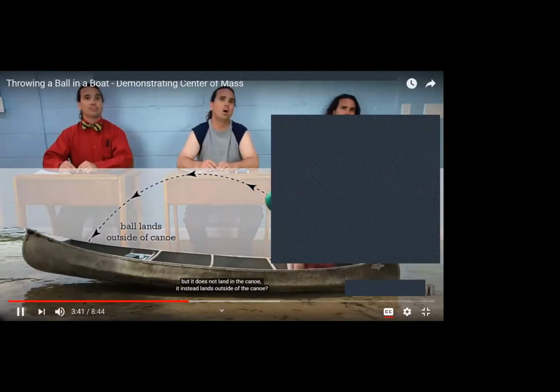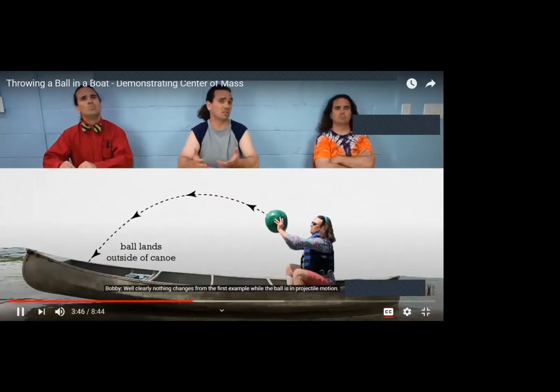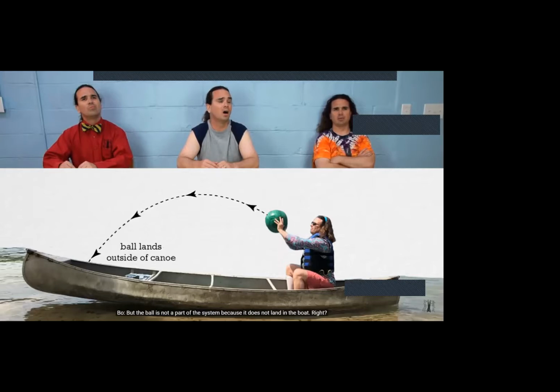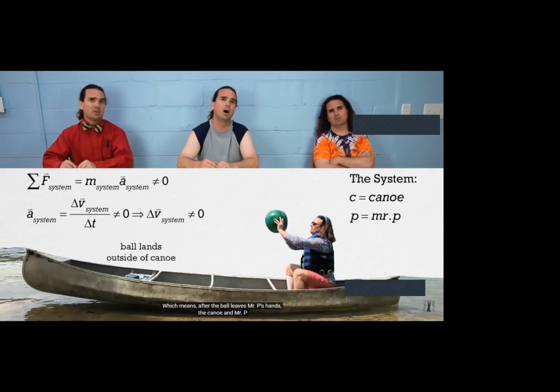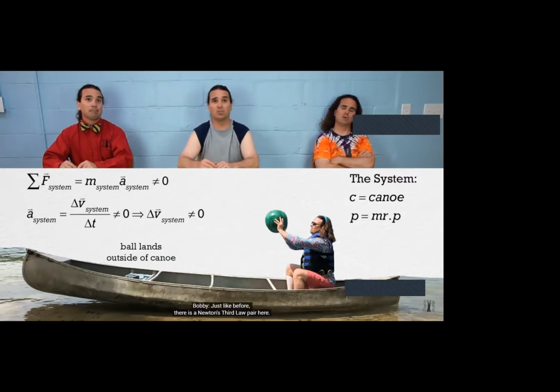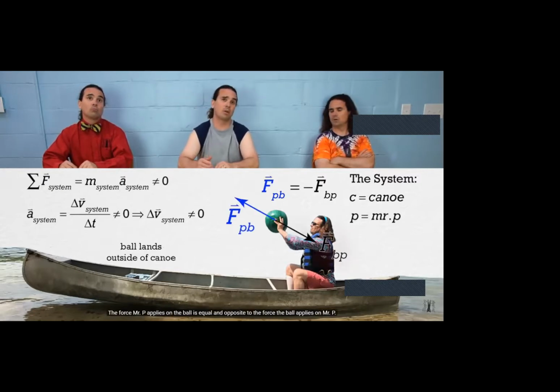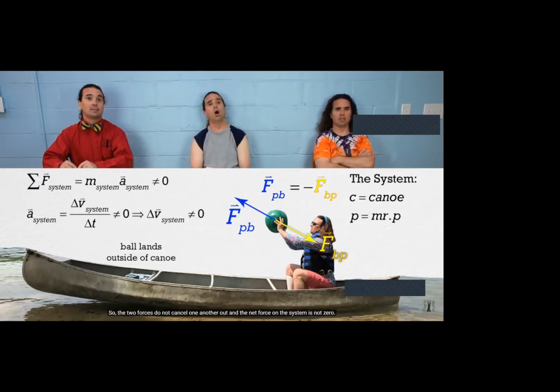Well, clearly nothing changes from the first example while the ball is in projectile motion. But the ball is not a part of the system because it does not land in the boat. Right, so in this case, the system is actually just the canoe and Mr. P. Therefore, there is a net external force acting on the system, which means after the ball leaves Mr. P's hands, the canoe and Mr. P will continue to move to the right at a constant velocity. Just like before, there is a Newton's third law pair here. The force Mr. P applies on the ball is equal and opposite to the force the ball applies on Mr. P. But the ball is no longer a part of the system, so the two forces do not cancel one another out, and the net force on the system is not zero.